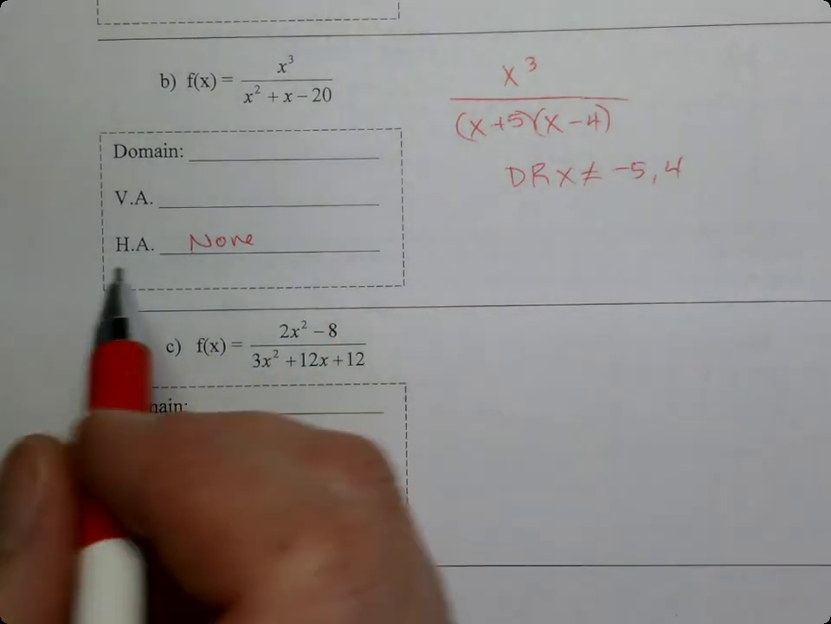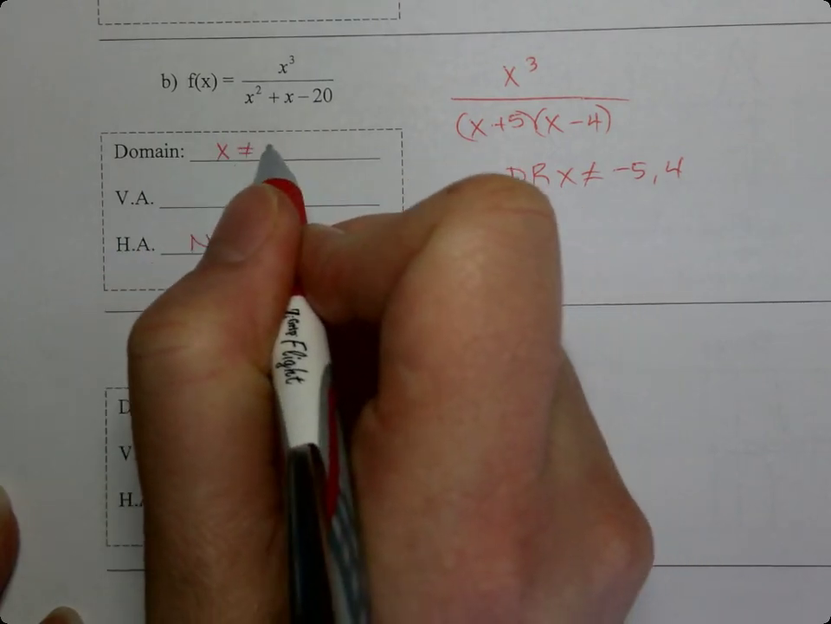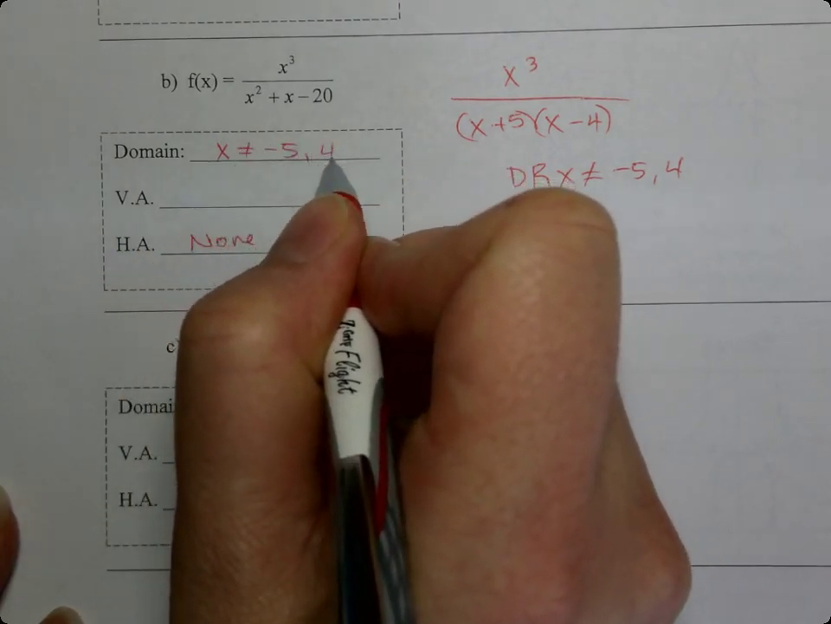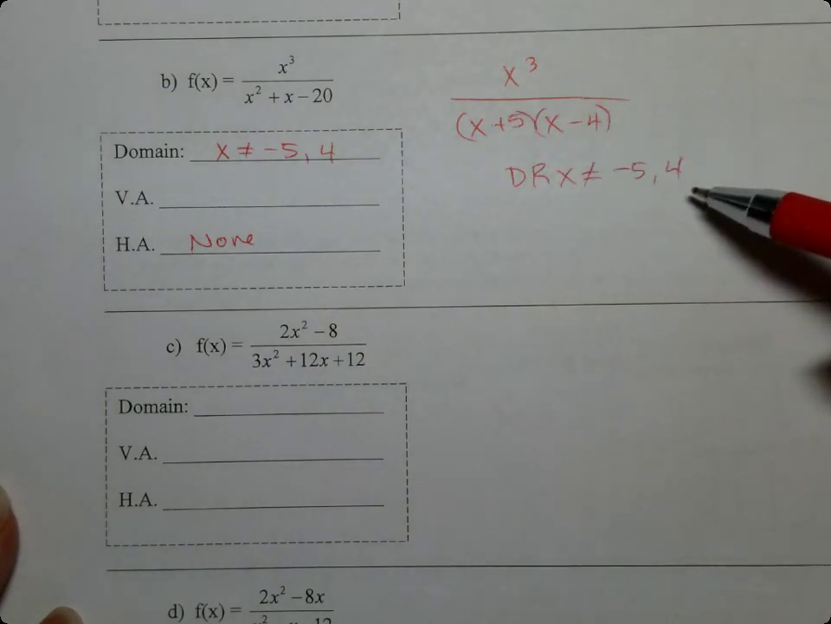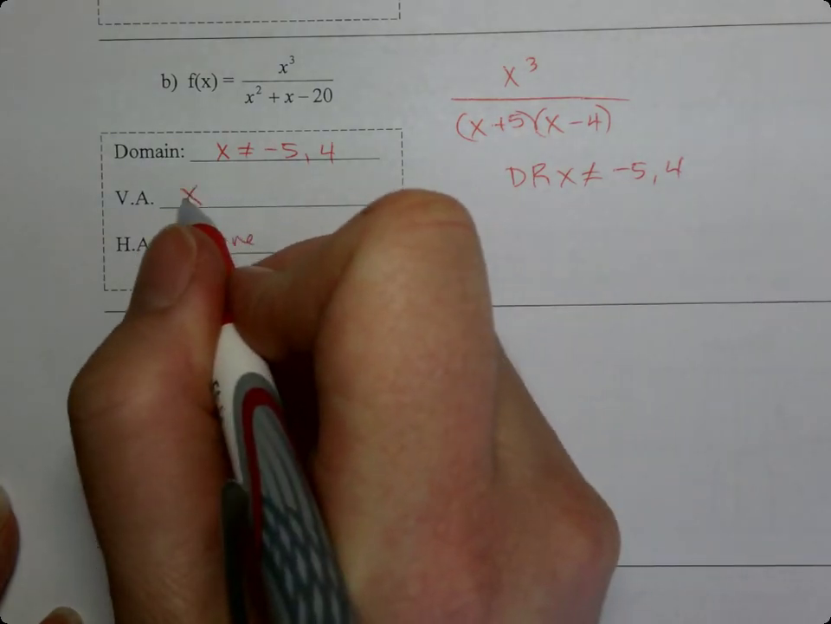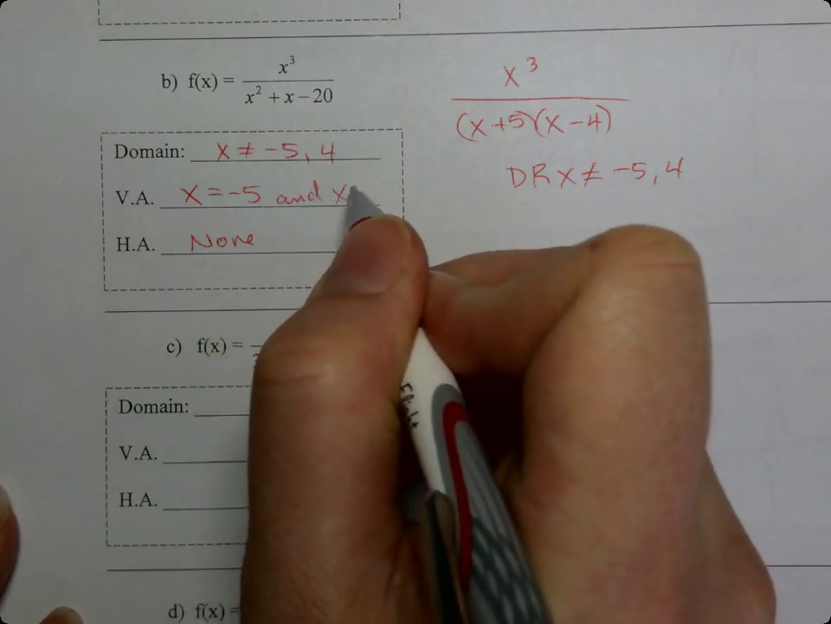Does anything cancel out here? Nothing cancels, agreed? So this didn't reduce anything, so both of my domain restrictions are going to create those vertical asymptotes where the graph is going to approach, but it will not cross over x equals -5, and it will not cross over x equals 4.